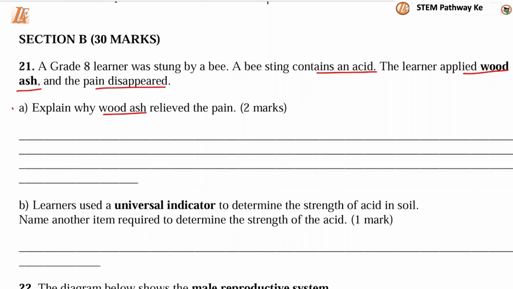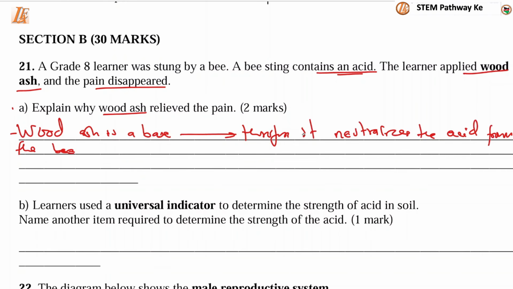Now in this case, for you to explain why wood ash, which is basic, relieves the pain of this acid, which is the bee sting, you say wood ash is basic, therefore it neutralizes the acid from the bee sting, and this reduces the pain. So for you to explain this, you just tell us wood ash is a base and therefore it neutralizes the acid from the bee sting.